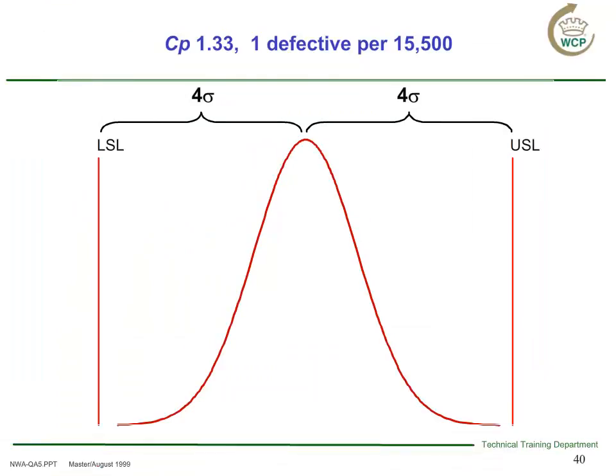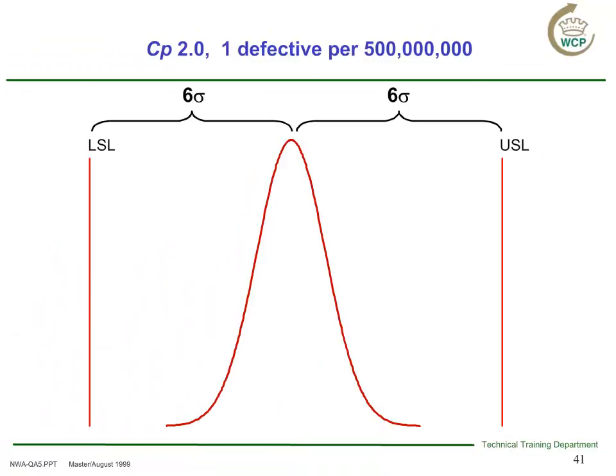Now we have a normal curve where the upper spec and lower spec lines are 4 standard deviations away from the mean. This is better than the previous slide. If a machine is producing cans at this level, it is producing a process capability, or CP, of 1.33, which is equivalent to producing 1 defect per 15,500 units produced.